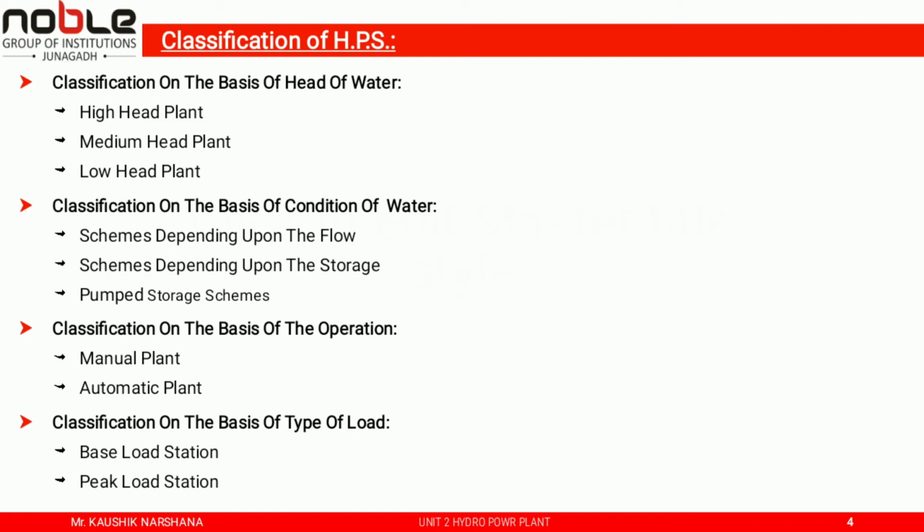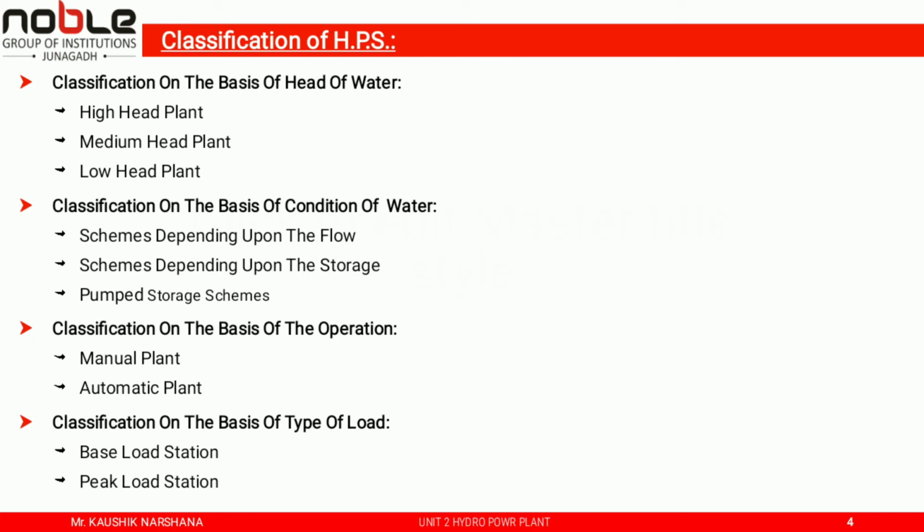Another classification is on the basis of operation. So there are manual plants and automatic plants. In a manual plant, the machines are not automatic but are operated by the operator. And in an automatic plant, the full operation of the plant is automatic and this requires a smaller number of persons.